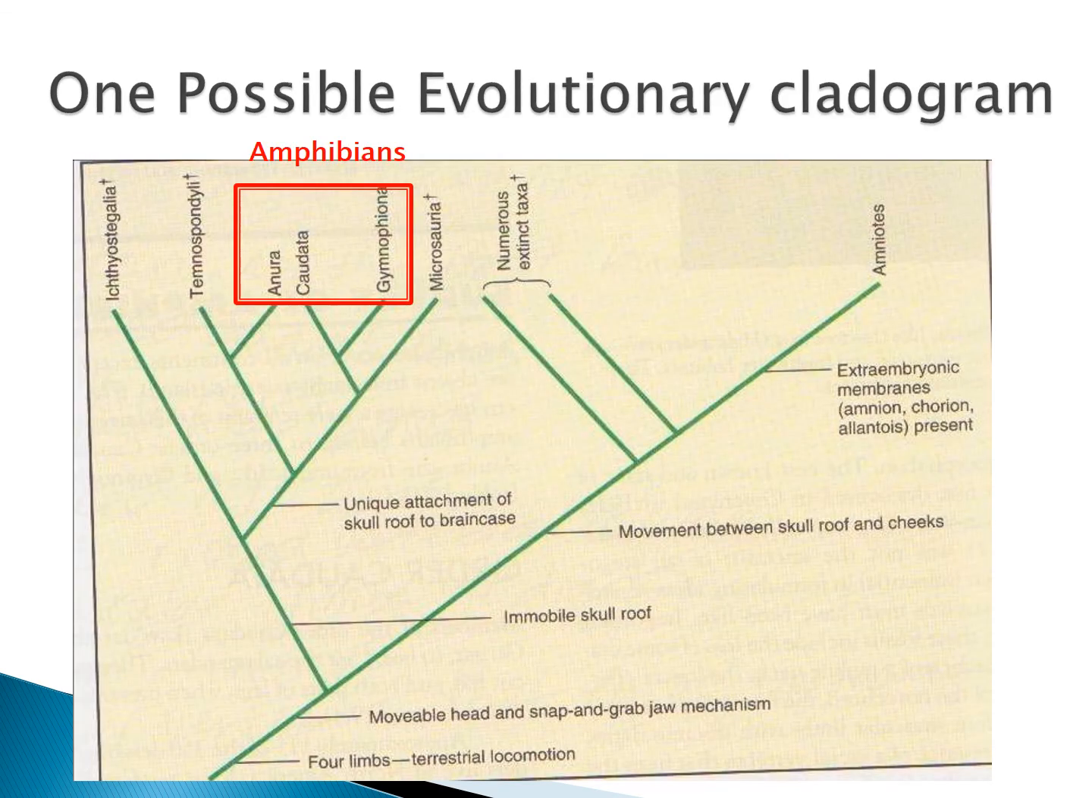And here's a possible cladogram on the relationship of amphibians to other species, most of them being extinct. All the way to the right are the amniotes. Those are the reptiles, birds, and mammals. And what we have in common with amphibians is the four limbs and the movable head with the snap and grab jaw mechanism. So the way that the jaw functions is unique to all future organisms on this cladogram.